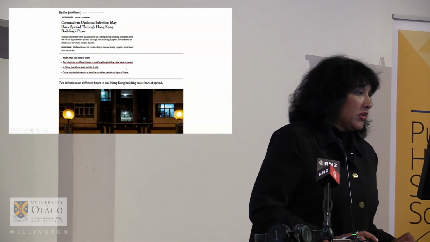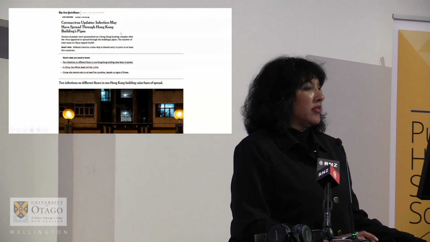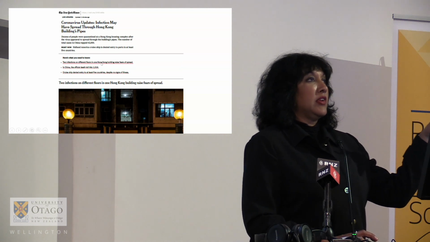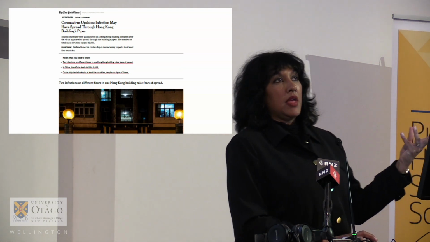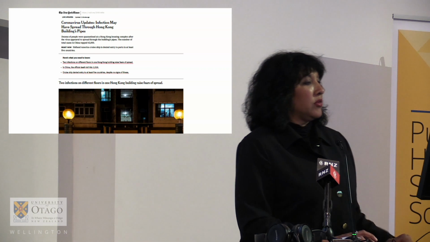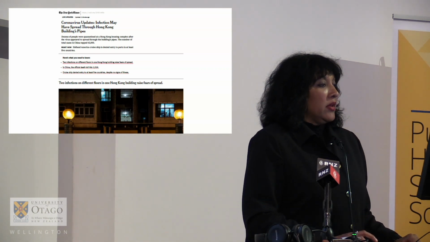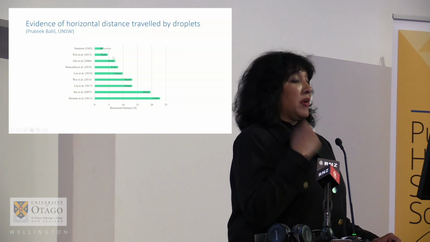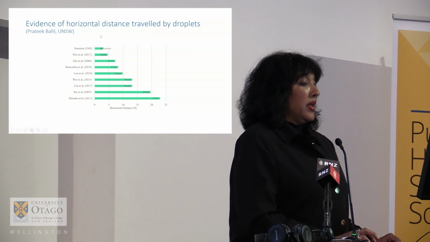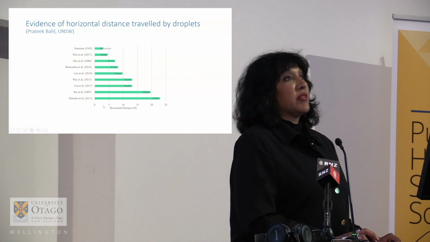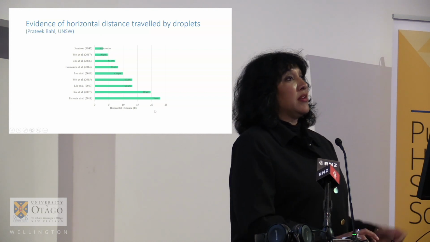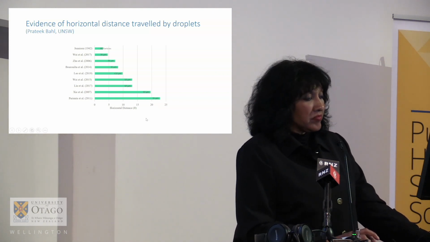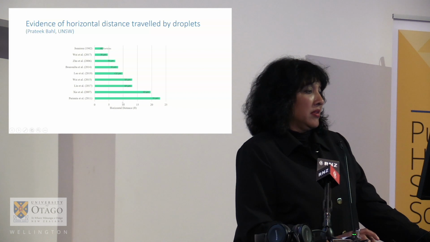In fact, today there was a news item saying that in Hong Kong there's evidence that infections may have spread from one floor to another in a particular building, which is reminiscent of the Amoy Gardens SARS outbreak in 2002. These are the studies that there are in the literature of horizontal distance travelled by droplets, so there's only very few, and most of them show that droplets can travel much further than 2 metres or 3 feet, 6 feet. This is in feet here.